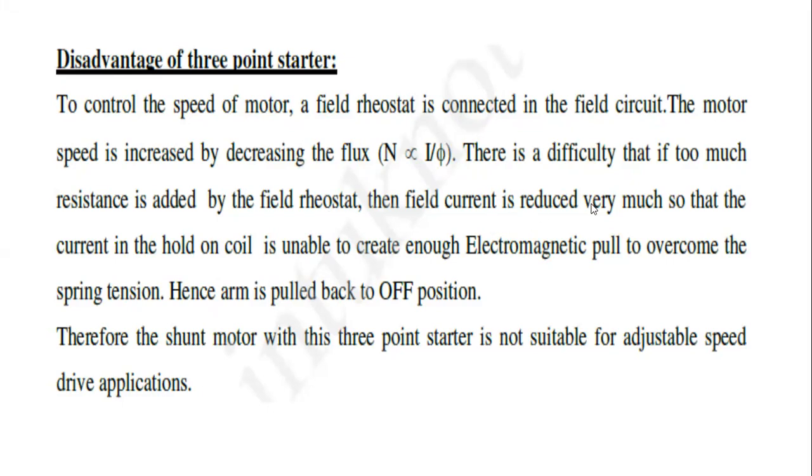The field current is reduced very much, so that the current in the hold on coil is unable to create enough electromagnetic pull. Hence the arm goes to the off position. This is the main disadvantage in the case of a 3-point starter.